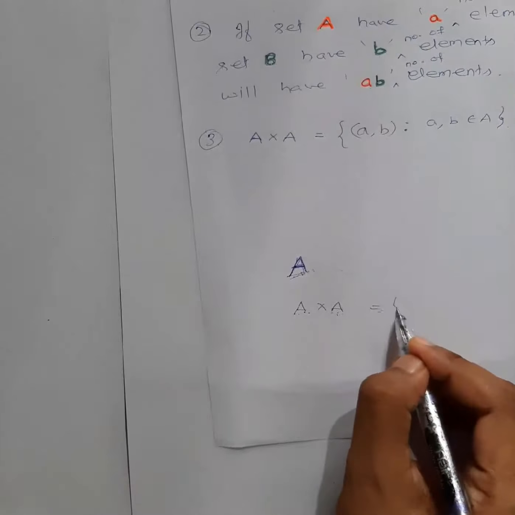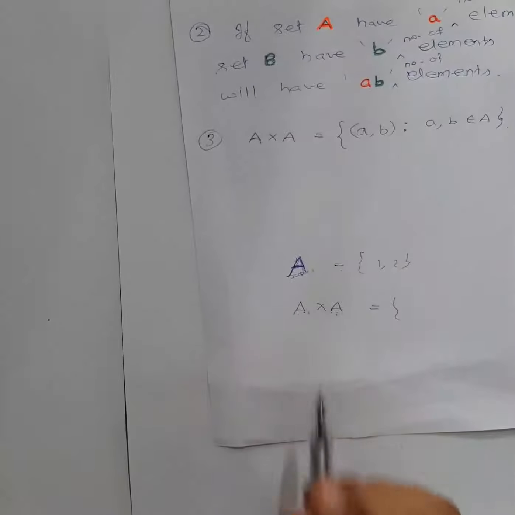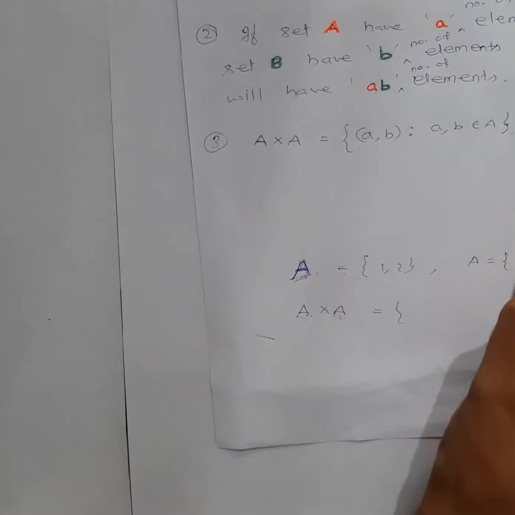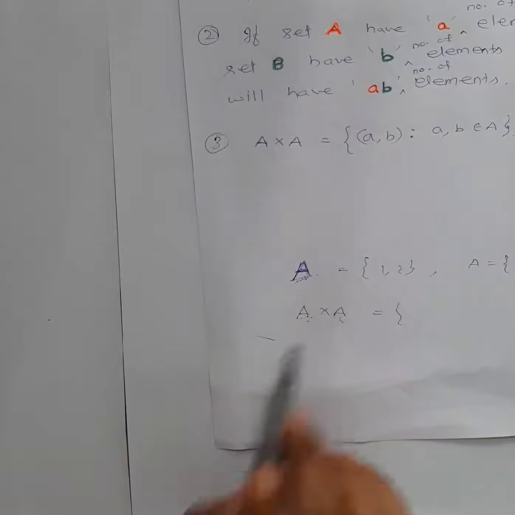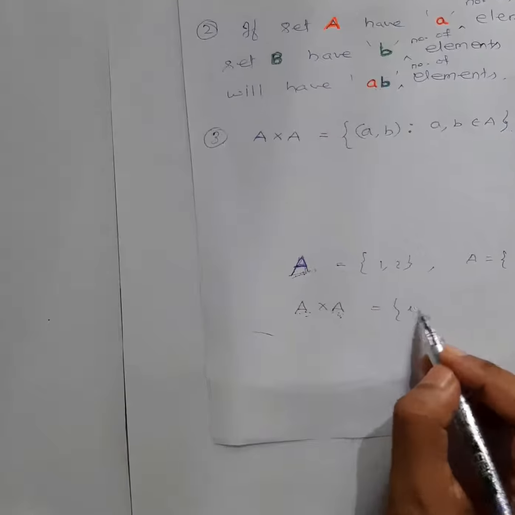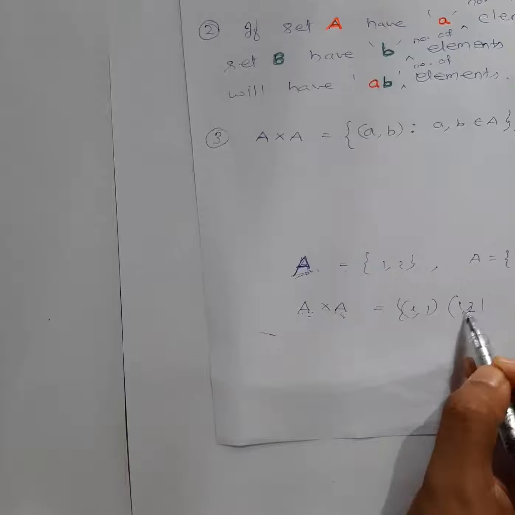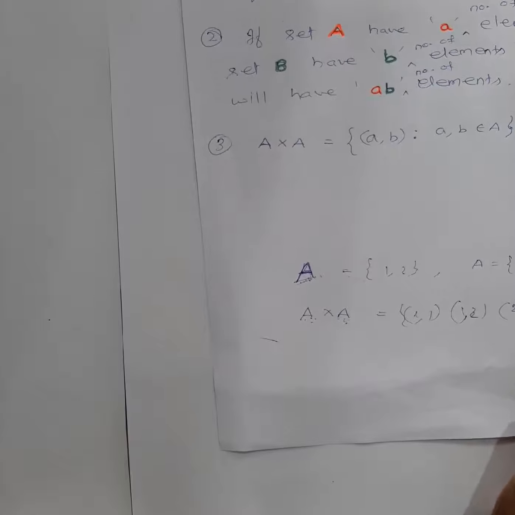So how will you write it down? For example, this set will have 1, 2. Better to write this in a simple way. Now you write down the Cartesian product between A and A. So what will it be? 1 1, 1 2, then 2 1, 2 2.